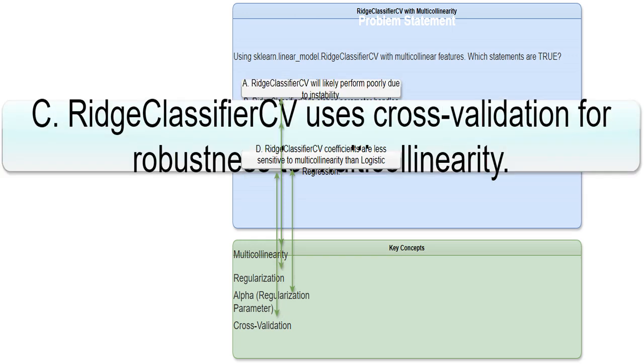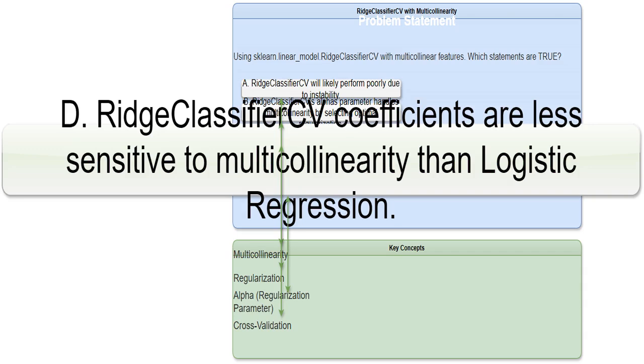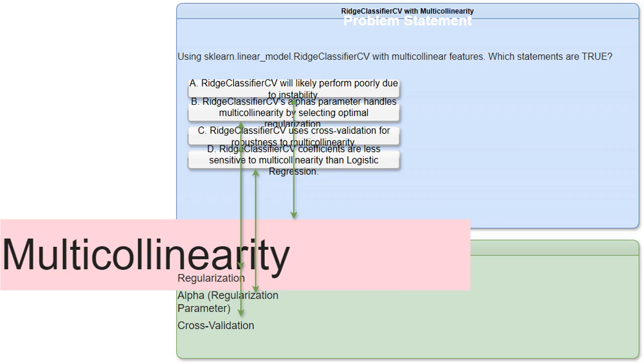This statement correctly points out that RidgeClassifierCV uses cross-validation to find the best regularization parameter. Cross-validation helps prevent overfitting and makes the model more robust to issues like multicollinearity. I'm analyzing this statement to see if it's fully true. This statement claims that RidgeClassifierCV coefficients are less affected by multicollinearity than those from a standard logistic regression model. This is due to regularization, and it's a key advantage. I will examine whether this is true.